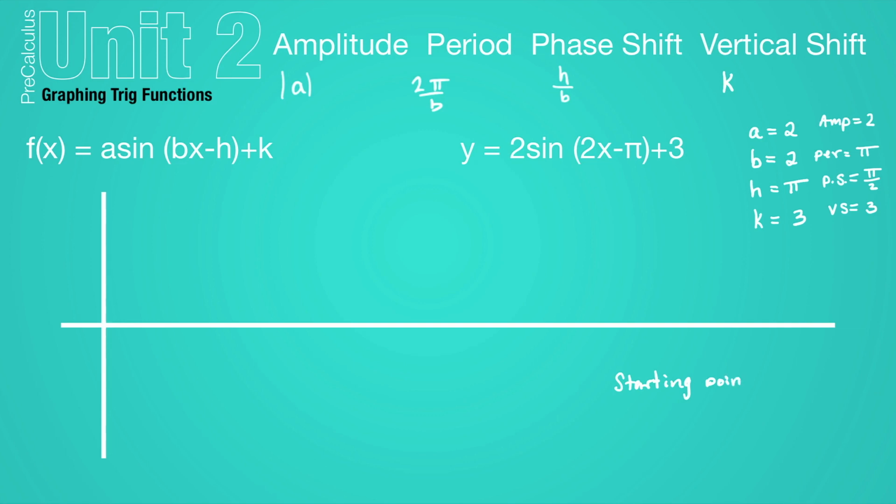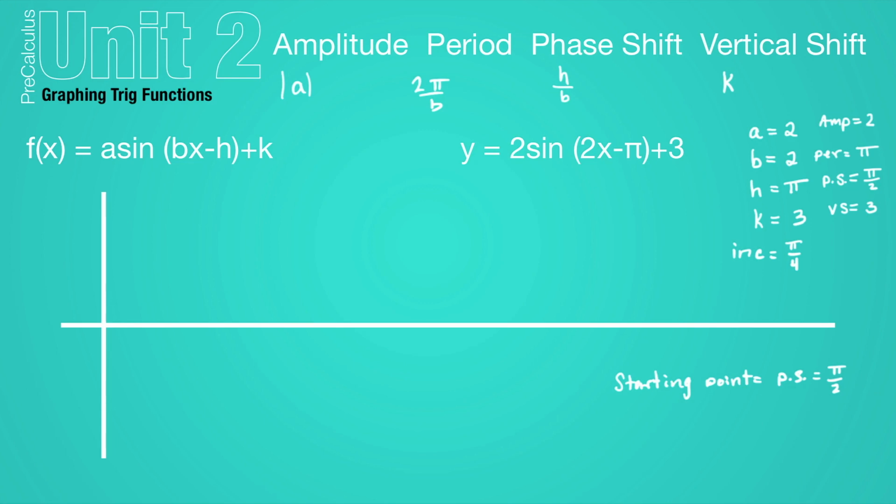Previously, when we were working with problems, we were starting all of our functions at the origin. Well, with a phase shift in play, it means I'm moving left or right, depending on which way this value is. If this is a minus value, we're going to the right. If this happened to be 2x plus pi, I would be going to the left.